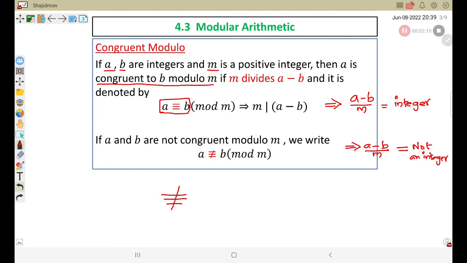Two numbers a and b being congruent means a minus b divided by m should be an integer. We can divide it, correct? That means m divides a minus b. If m does not divide a minus b, then we say the two numbers are not congruent.